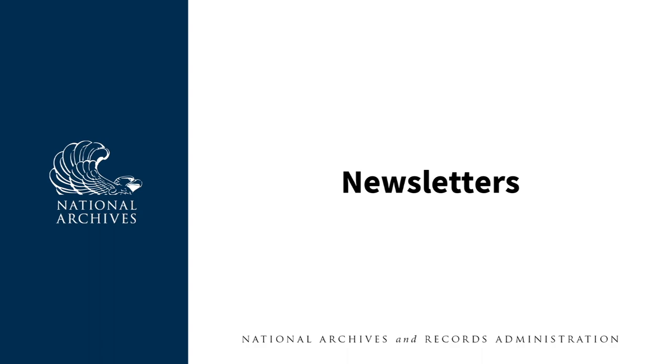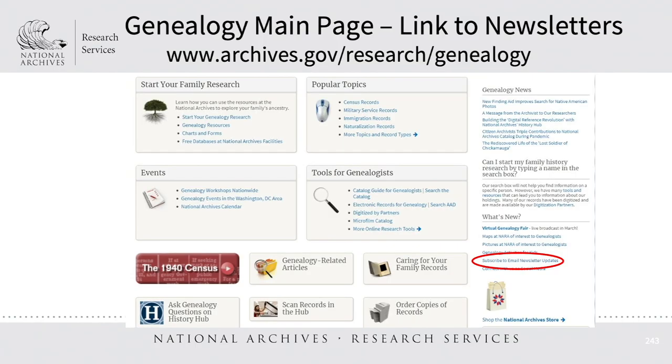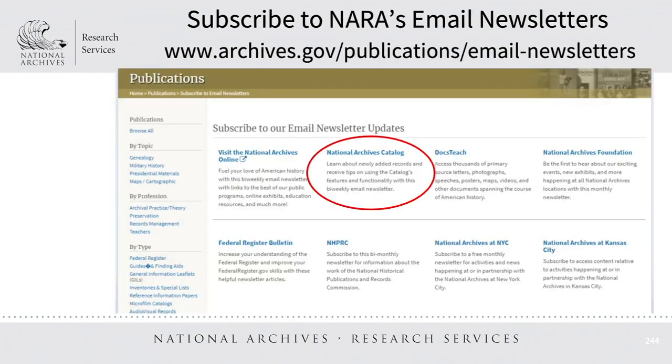Okay. Now we're going back to the main genealogy page, and also under What's New, there is a link to subscribe to NARA's email newsletters. When you click on it, you'll see numerous newsletters that are offered. I recommend that you sign up for the National Archives Catalog newsletter. You'll learn about newly added records to the catalog and learn more about search tips and new functionality. The newsletter also shares information for citizen archivists who are tagging and transcribing historical records in the catalog. To subscribe, you'll just need to add your email address and hit subscribe.